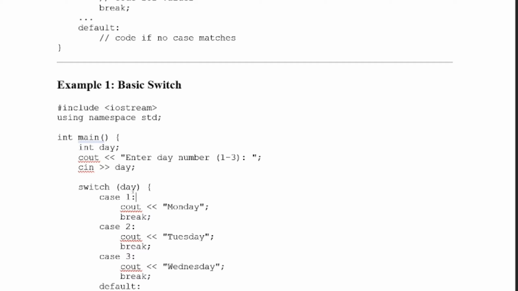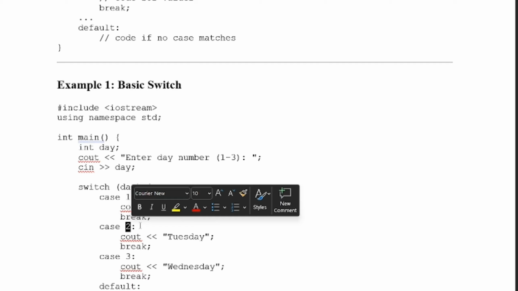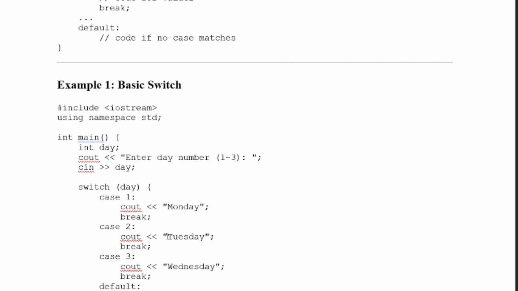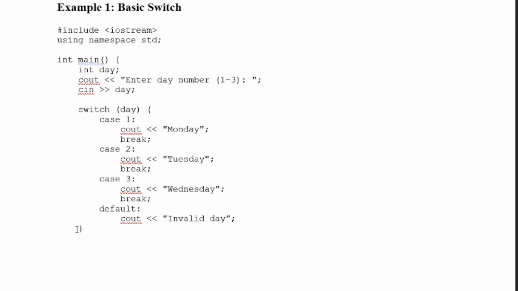We check where the case 2 label is present. This is case 1 and this is case 2, so this one matches. We print Tuesday with the help of this cout, and then we use this break. Now the compiler breaks out of the code and we come directly outside the switch.